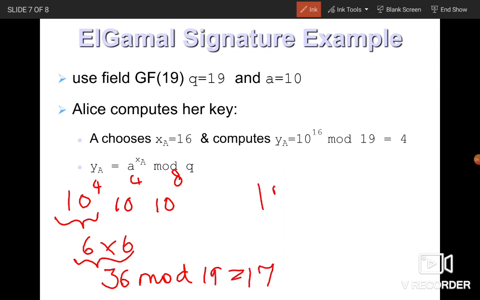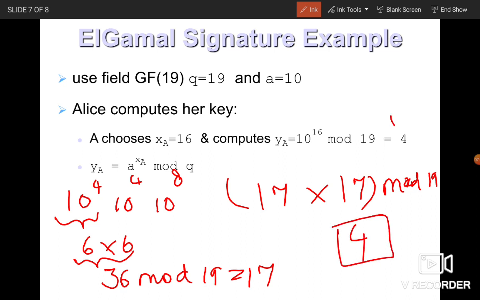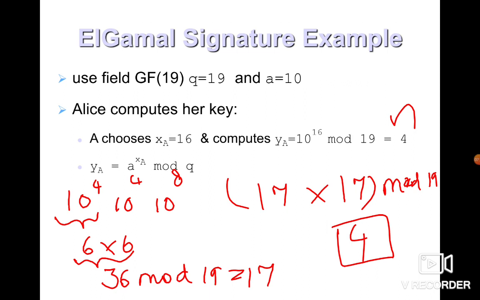We get the answer as 17. Okay, so this 17 into again 10 power 8, it is also 17 modulus 19. So we get, you can use the calculator and you get the answer as 4. So this is the public key of Alice.